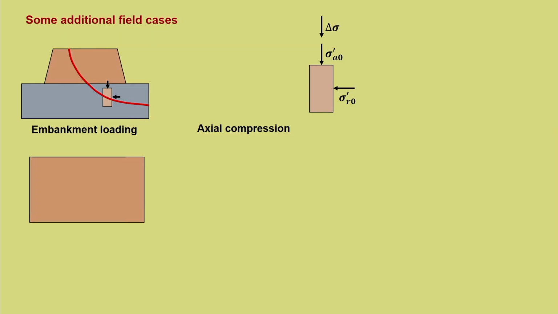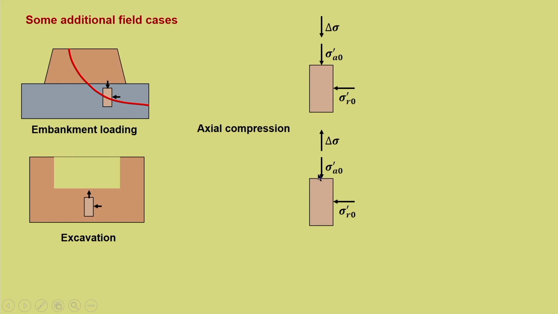So, these are cases which we have already seen, because we have seen that if sigma R is constant, sigma A increases. Those types of cases we have already discussed. We are just correlating these field cases to those cases. Now, in the case of excavation, what is happening? You can see that the axial stress is getting released. So, this is the initial condition.